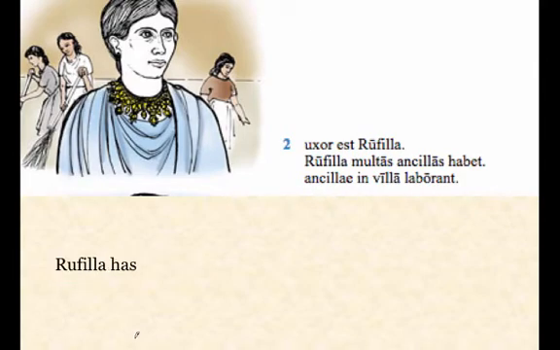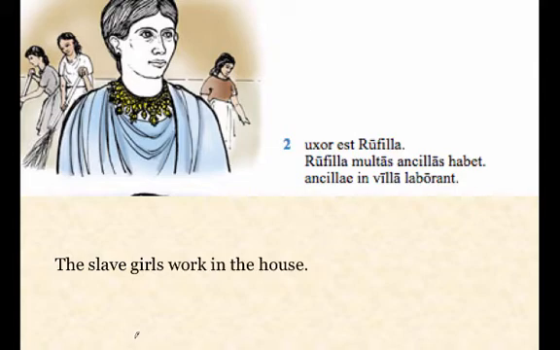Rufilla multas ancillas habet. Rufilla has, what does Rufilla have? Multas ancillas, many slave girls. Ancillae in villa laborant. What do the slave girls do? In villa laborant. Work in the house.